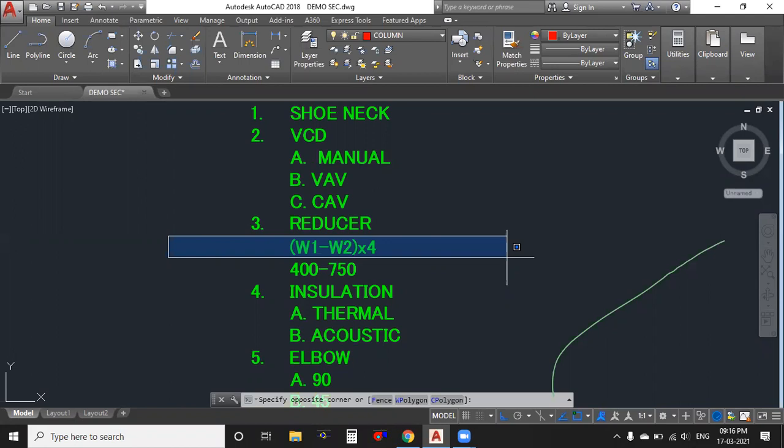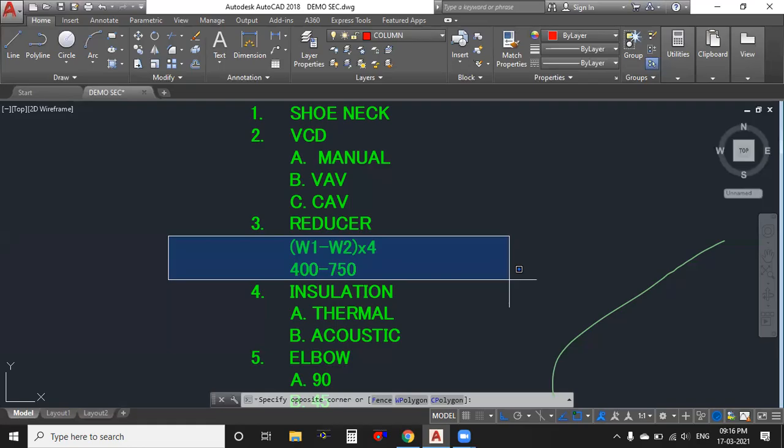So W1 stands for main duct. After reducing CFM, we are going to do the second duct, meaning main duct to branch duct in a single duct only. So W1 stands for big duct, W2 stands for small duct. Big duct minus small duct, divided by 4. So that is the length of the reducer.